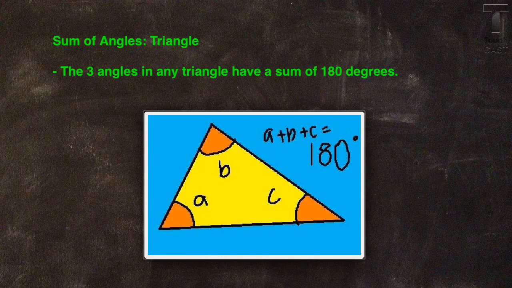Let's talk about the sum of angles in a triangle. In any triangle, no matter what it looks like, all three angles will always add up to 180 degrees, which means they have a sum of 180 degrees. As you can see in this picture, the angles are labeled A, B, and C, and angles A plus B plus C equal 180 degrees.